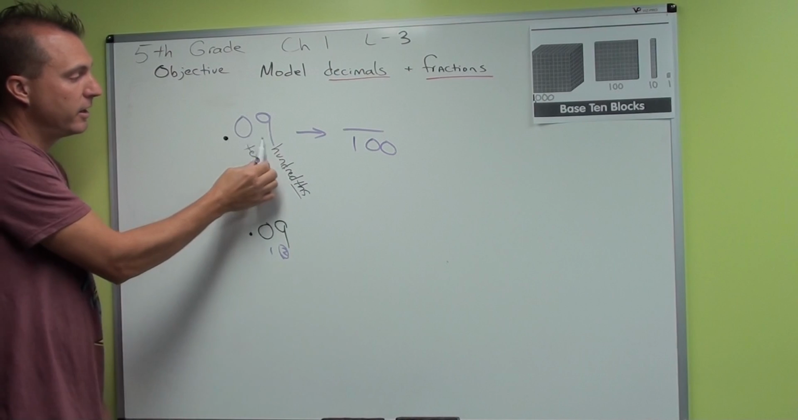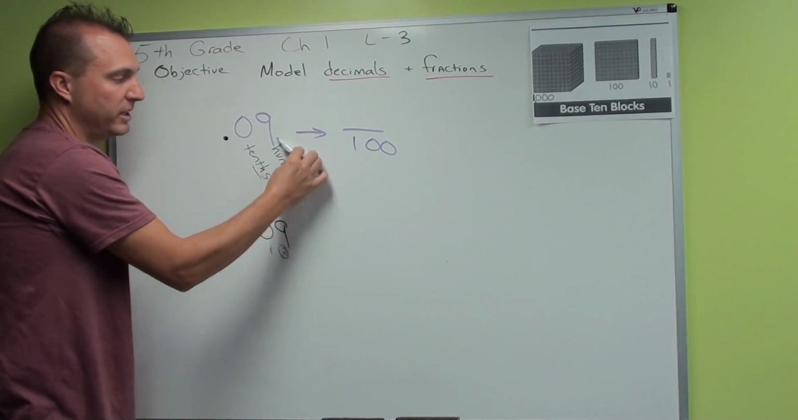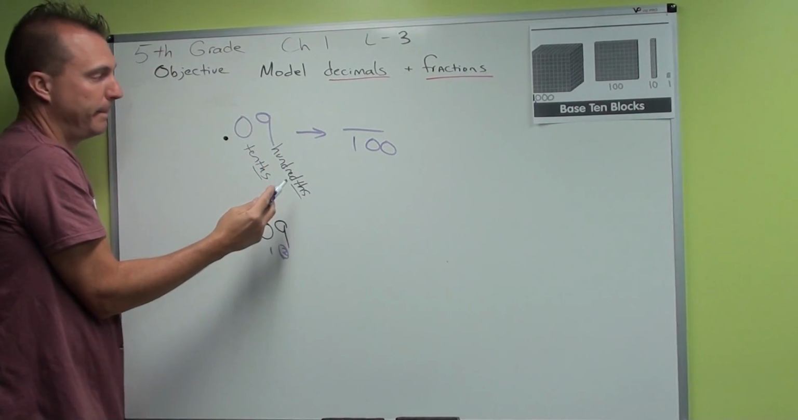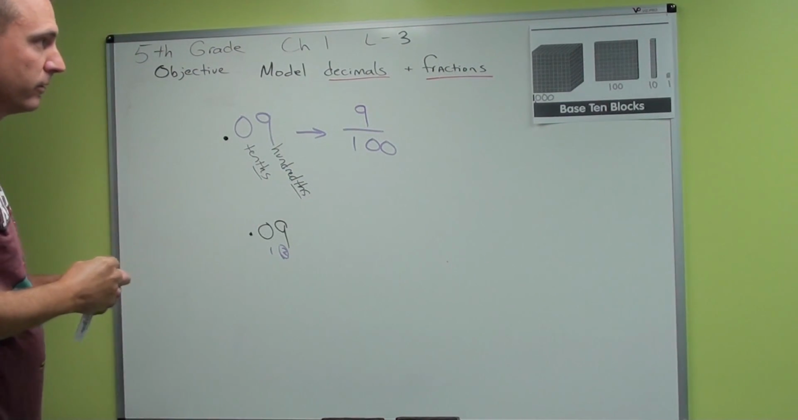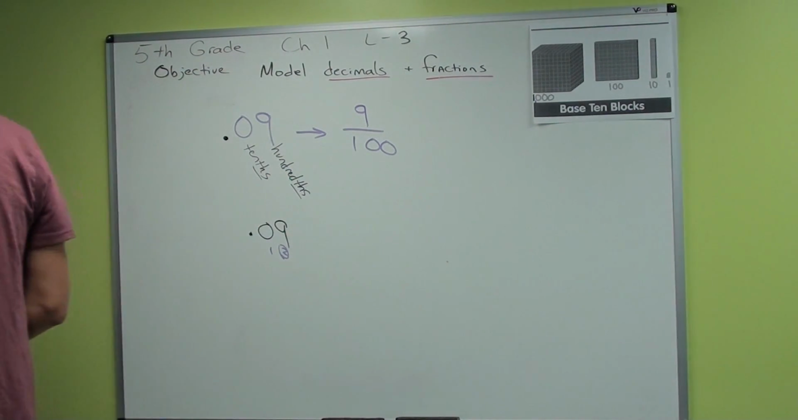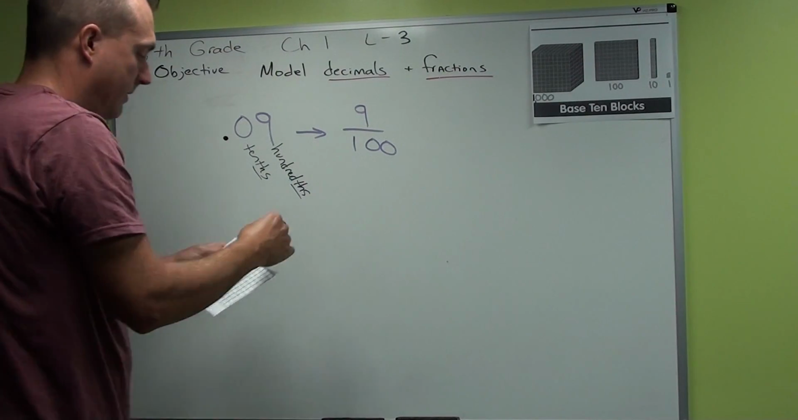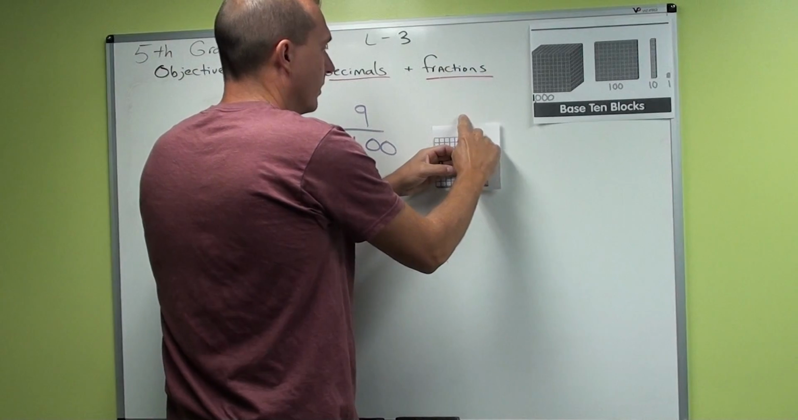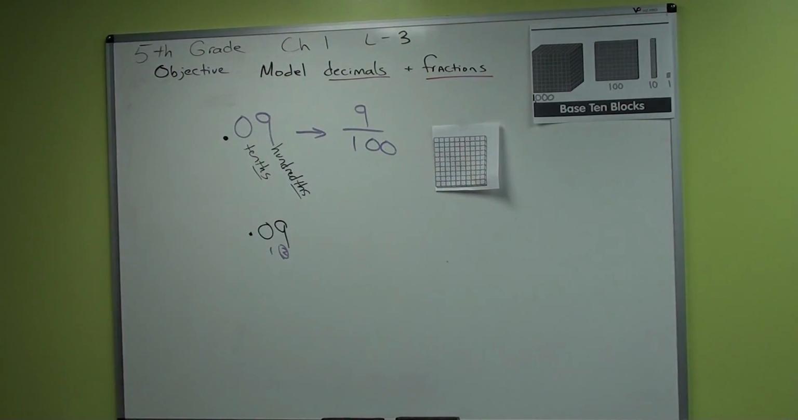So look, 9 hundredths. There's your hundredths. If you know what place this is in, you could just write it, 9 hundredths. And then what do we put on top? The 9. There we go. Good. So now we have 9 hundredths. So then we take another piece of paper and we're going to do 9 hundredths out of this.